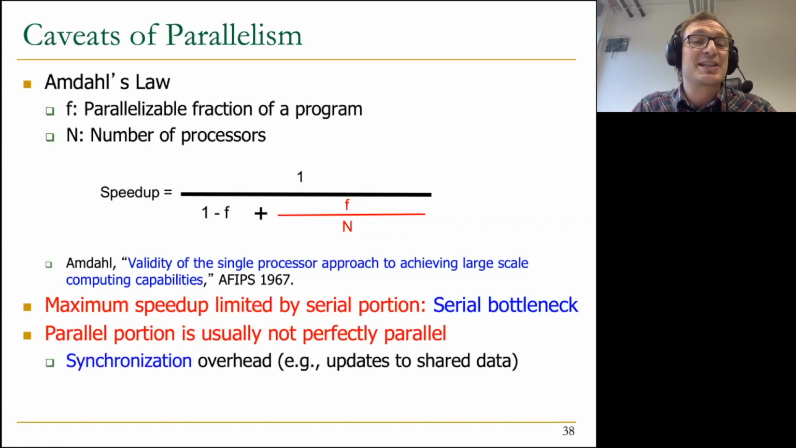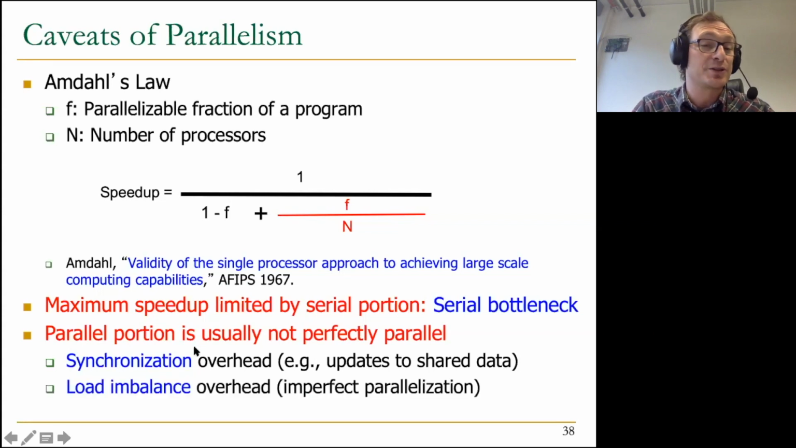And there are three reasons, as I said, why your parallel portion is not perfectly parallel, and this f divided by n doesn't always hold. Synchronization. Whenever you're updating shared data, for example, all of the other threads may be stalling, right? Why? Because they're waiting for the shared data update to happen. This is the critical sections that we talked about earlier, which we're going to talk about even more. This synchronization overhead basically ensures that while you're synchronizing, this f divided by n doesn't hold, right? Okay, so this is one fundamental reason why parallel portion is not perfectly parallel.